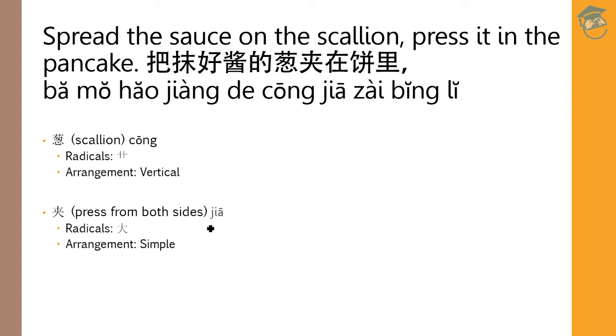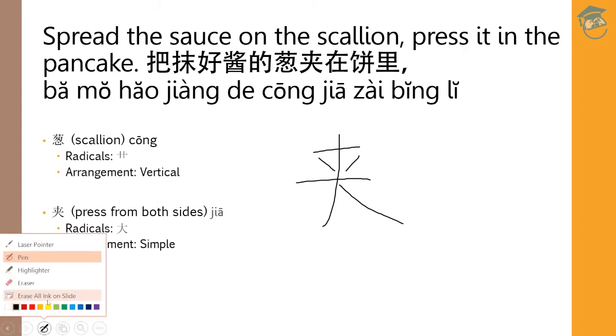Alright? So this is the pinyin 加, and the radical is this one. The arrangement is simple. Alright? Let's look at how to write 加. 1 2 3 4 5 6. Okay, 6 strokes for this word, 加.